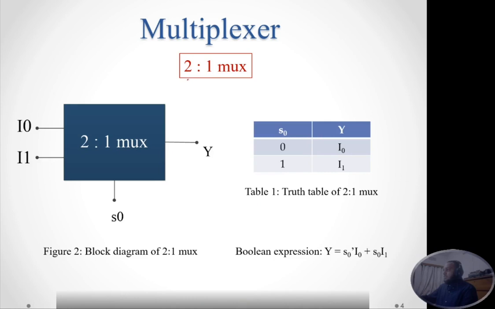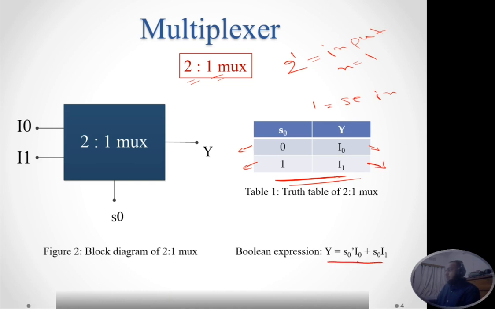2:1 mux means we have 2 input lines and 1 output line. So we have 2 to the power n number of input lines where n equals 1. So we have 1 selection input line for selecting one input from multiple inputs, and this is the truth table for 2:1 mux. We say that when our S0 is 0, the output will be I0, and when our S0 is 1, our output will be I1. And this is the Boolean expression y equals S0 prime I0 plus S0 I1.